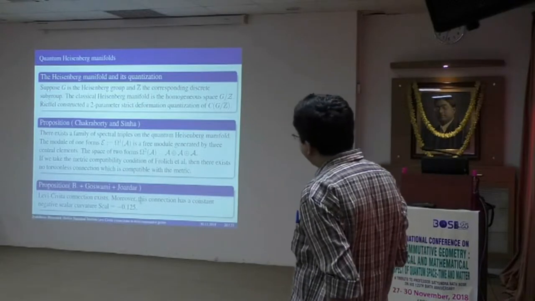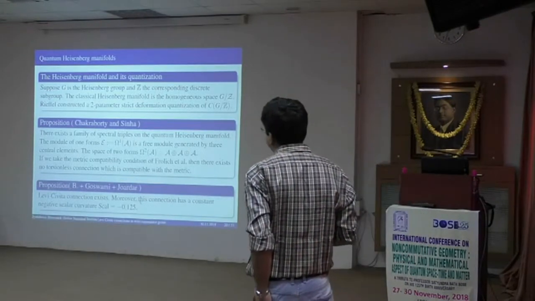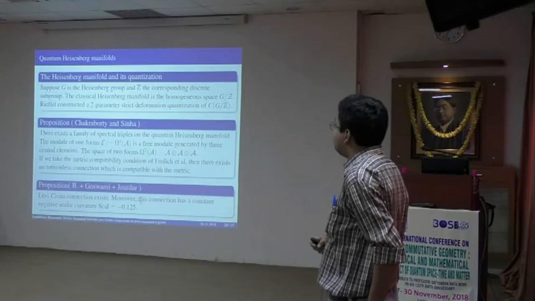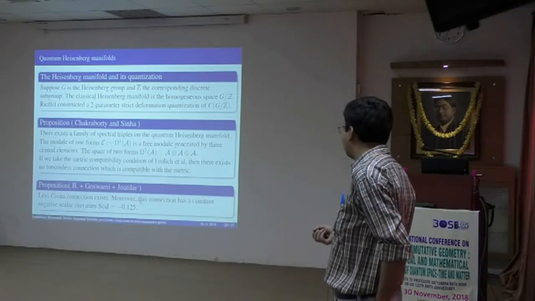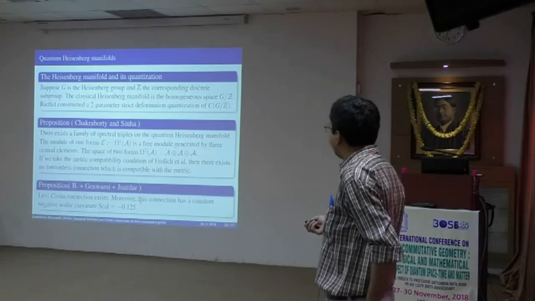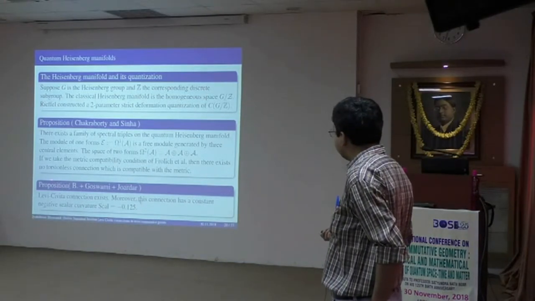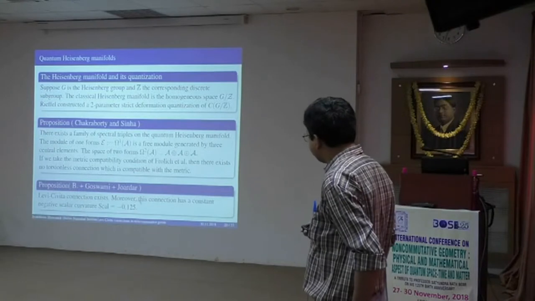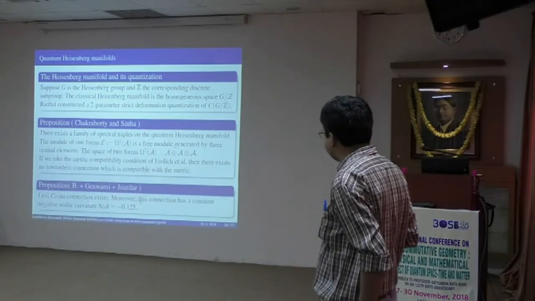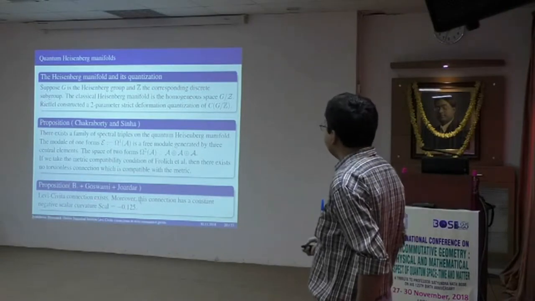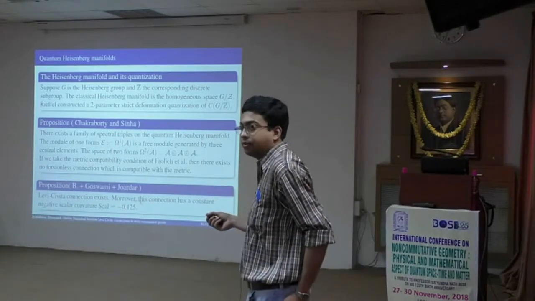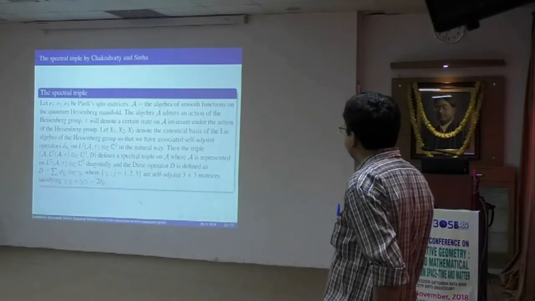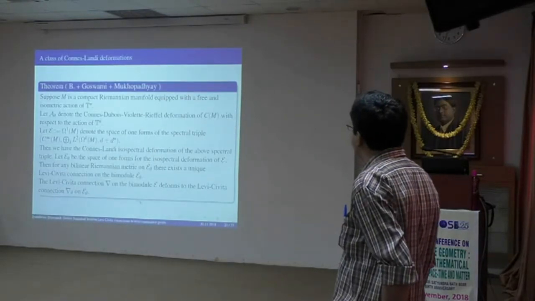So Chakraborty and Sinha had proved that if you take the metric compatibility of Frolich, then there exists no torsionless connection which is also metric compatible. So with our setup, it follows that this exists, and curiously, we also observe that the scalar curvature is constant negative. Okay, so this was the second example. So let's go to the third example.